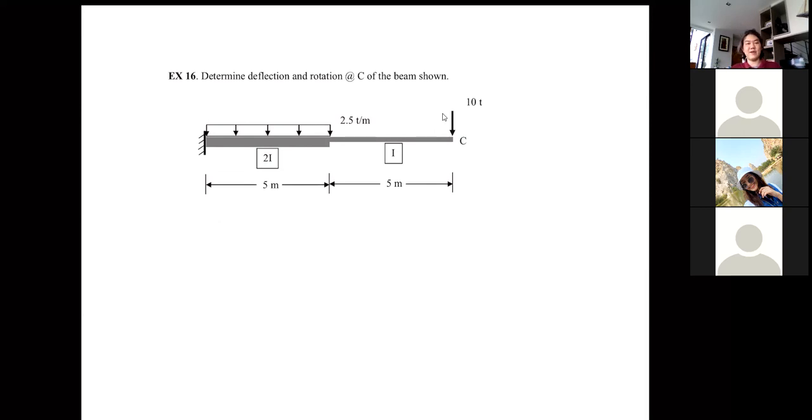Now, just to show the power of the method, even if you have a section property that is not constant, you can break the integral, right? And because you have so many load cases as well, you need to break the integral.